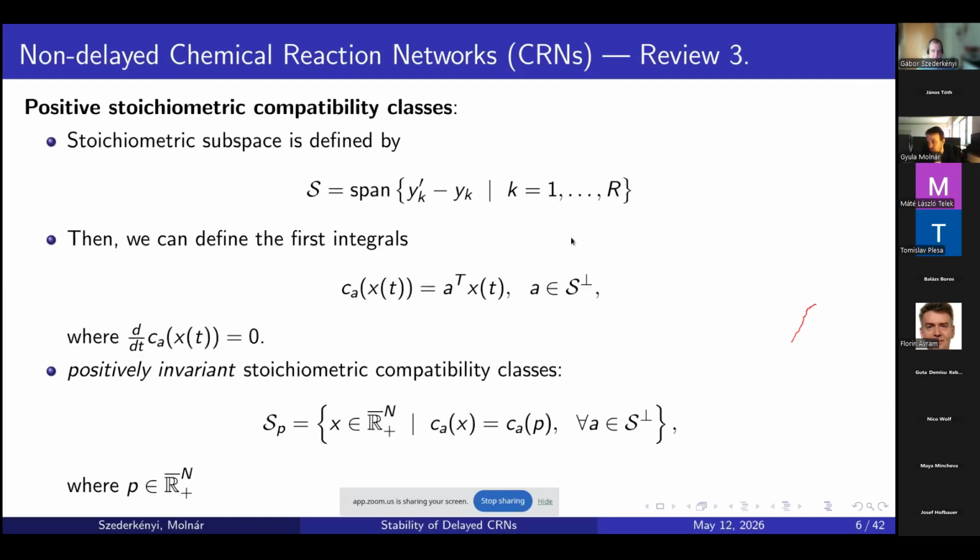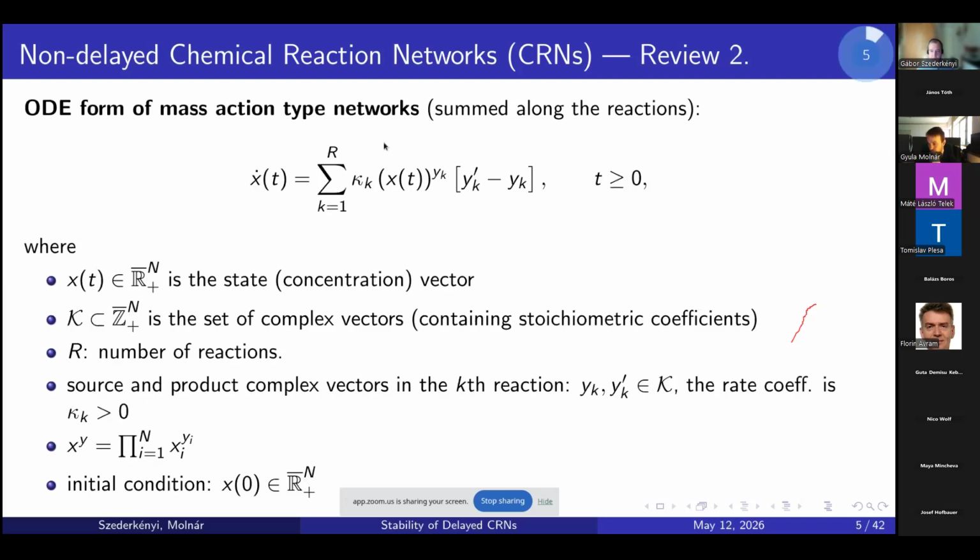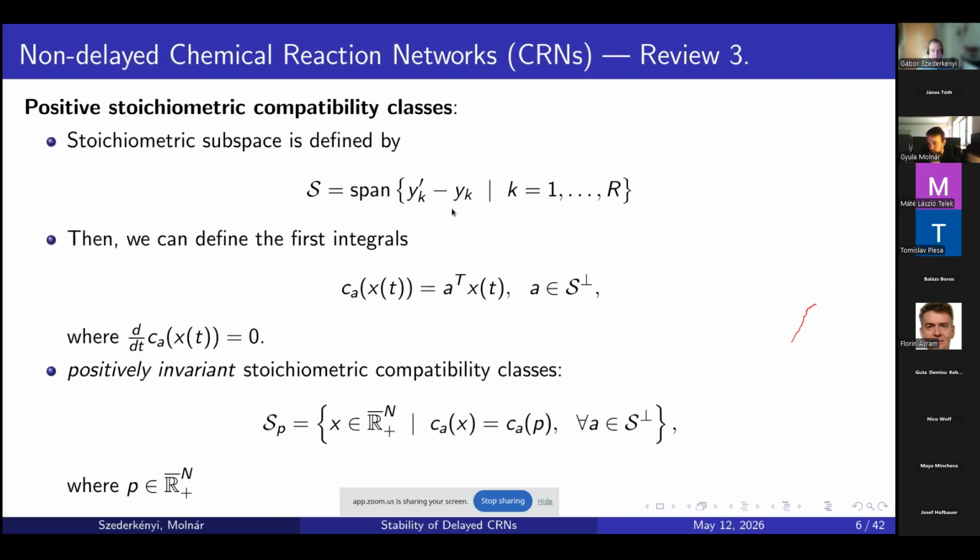The stoichiometric subspace is spanned by the stoichiometric vectors in this case, so this is a simple object, and in the mass action case it's also simple that we can define these first integrals where this A vector is perpendicular to the vectors of the stoichiometric subspace, and these conservations essentially define so-called positively invariant stoichiometric compatibility classes with the classical definition.